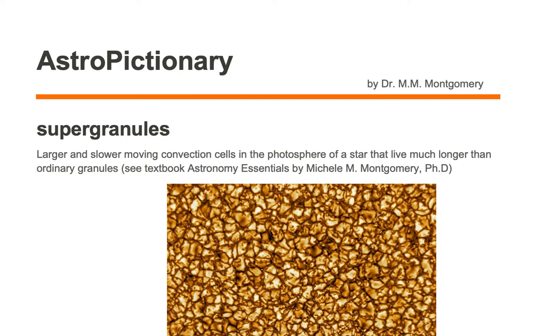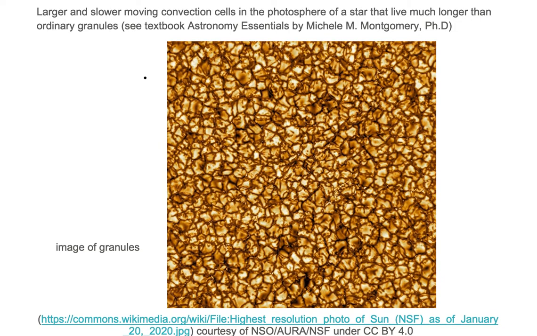Supergranules are larger and slower moving convection cells in the photosphere of a star that live much longer than ordinary granules. Let's take a look at granules and supergranules. Here we're looking down on the surface of the sun. So if I were to draw the surface of the sun, you have this nice curvature. Normally we see it as this color yellow.